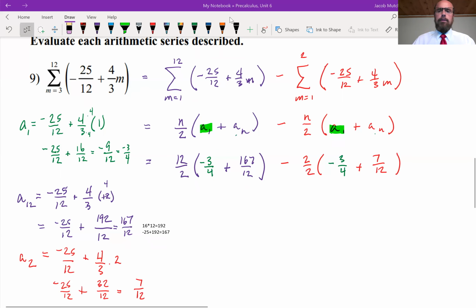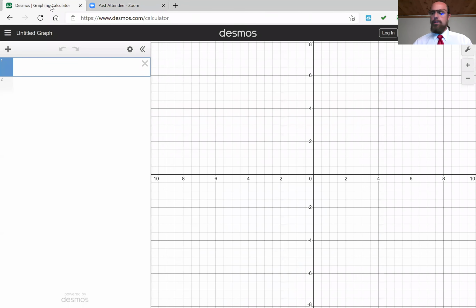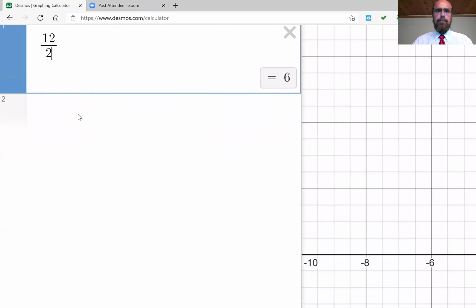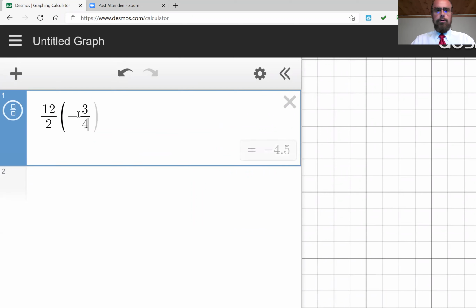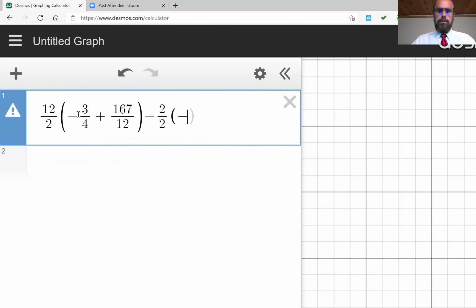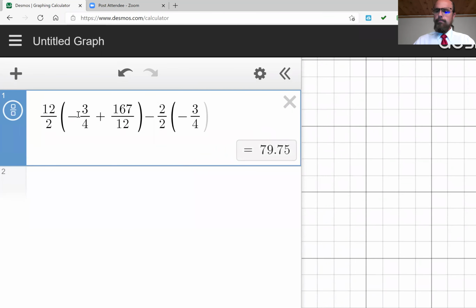And let's enter the expression that we've written and let Desmos simplify the fractions for us. So here we're going to enter 12 divided by 2. And we'll expand our screen. Times negative 3/4 plus 167 twelfths minus 2 divided by 2 times negative 3/4 plus 7 twelfths.